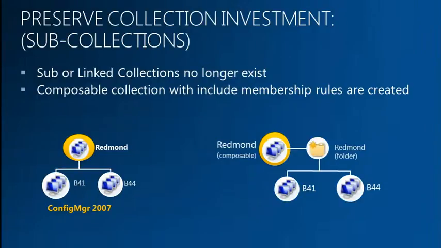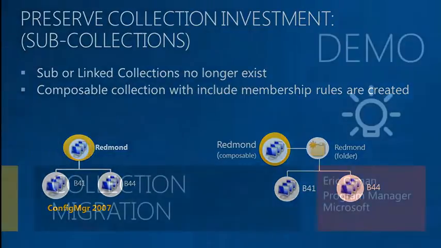When I migrate that over, we'll create three collections. We're going to create, of course, building 41 and building 44. We're going to create an organizational folder because that's how you logically group this, and those collections are going to be in it. But we're also going to create a composable collection that has include rules for building 41 and building 44, so preserving your intent of what you had for that. So what does that look like? Let's hop over to the demo.